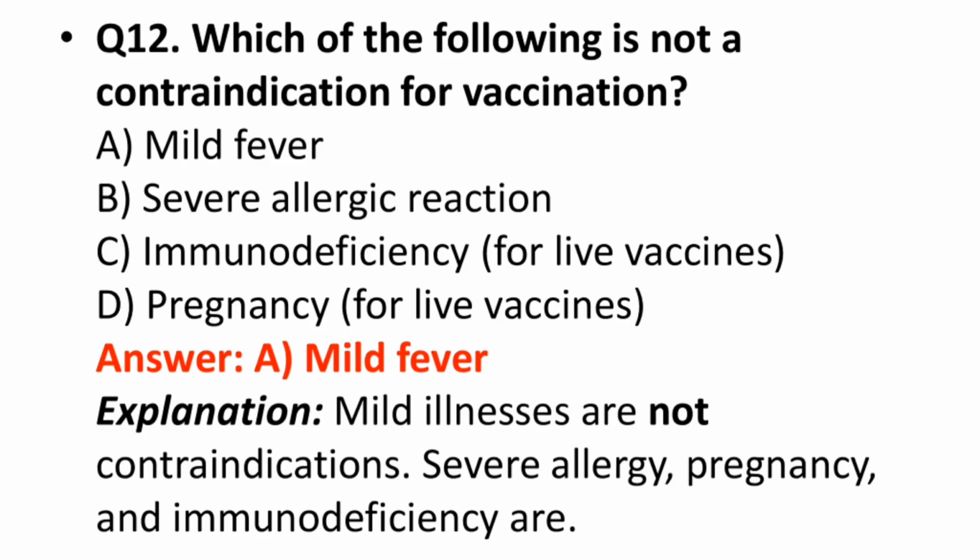Which of the following is not a contraindication for vaccination? Option A mild fever, option B severe allergic reaction, option C immunodeficiency for live vaccines, option D pregnancy for live vaccines. The correct answer is option A mild fever. Mild illness is not a contraindication. Severe allergy, pregnancy and immunodeficiency are contraindications for vaccination.